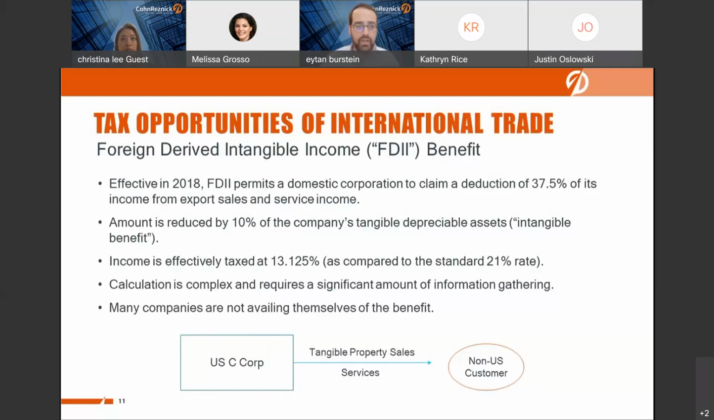A couple of things to point out here is that this is only eligible if you are formed as a U.S. C corporation. So this would not apply if you're an individual business owner selling tangible property, cars, or any other types of products to non-U.S. customers. You would have to be organized as a business, as a C corporation.